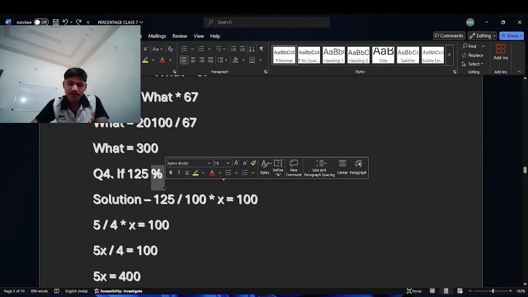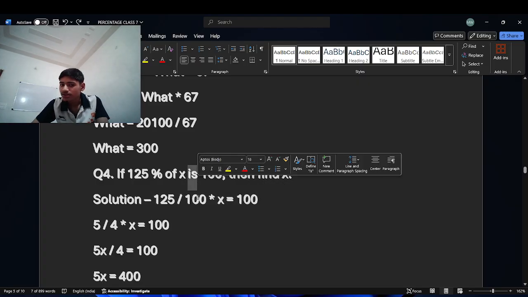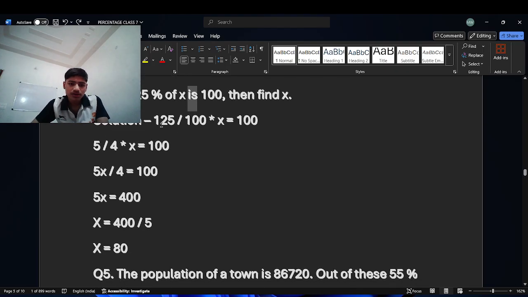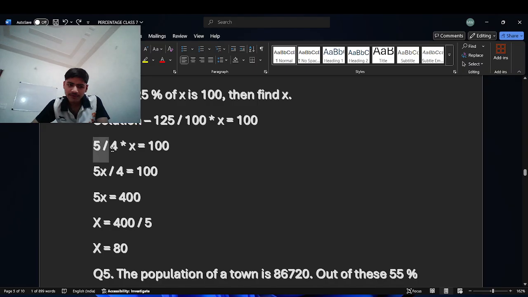125%. I again say that if you have to remove the percent sign, then always divide by 100. So 125 divided by 100, and "of" means multiply, so 125 by 100 into x will be equal to 100, because "is" means equal. 25 times 5 is 125 and 25 times 4 is 100, so 5 by 4 into x will be 100.